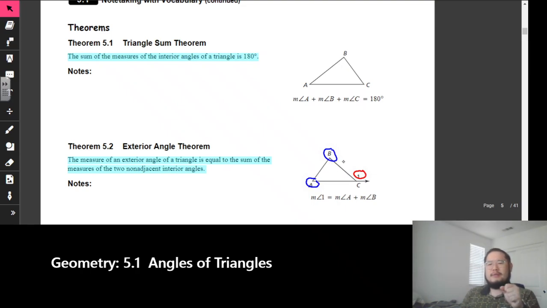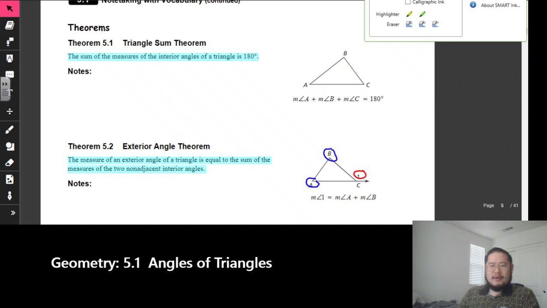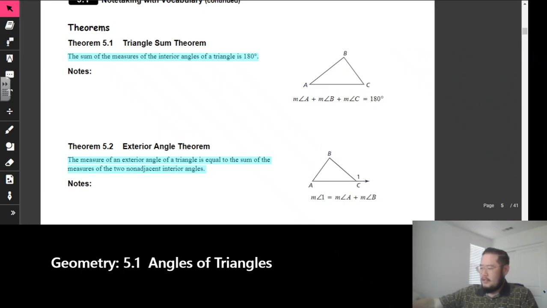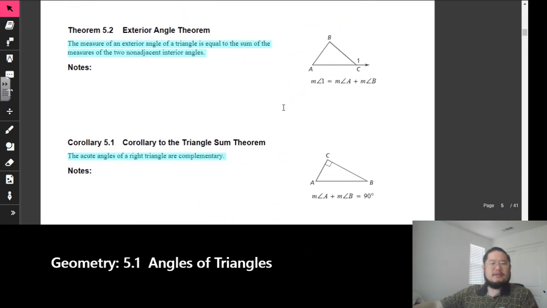Remember, adjacent means next to. Angle C would be next to angle 1, so that can't be it. It's the two non-adjacent angles. Therefore, it says angle A plus angle B is equal to angle 1. So that right there, the exterior angle theorem, is an important one to help you solve angles in certain scenarios.